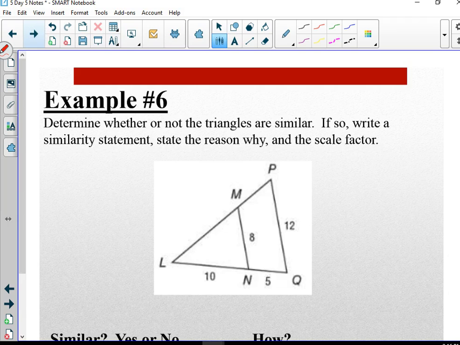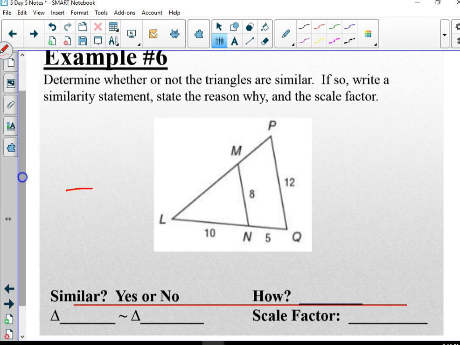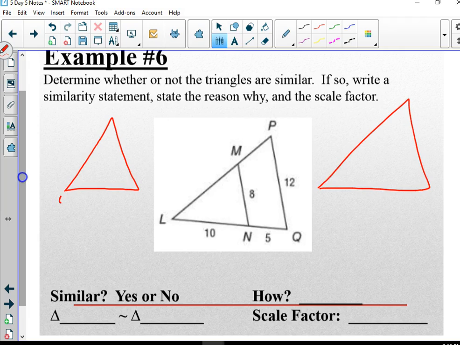Example 6. Okay, this is one of those ones where I like to, so this is L, this is N, and this is M. This is L, this is Q, this is P. Now, if you don't need to do this, that's fine. I need to do this. This is 10, and this is 8. This is 15. And this is 12. And L is L, like the reflexive property. But here's the problem. It doesn't matter at all whether or not these are proportional sides.